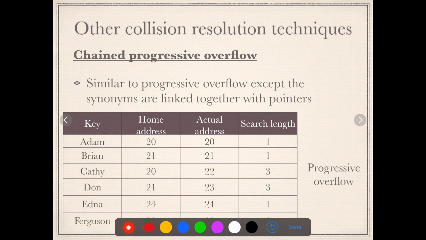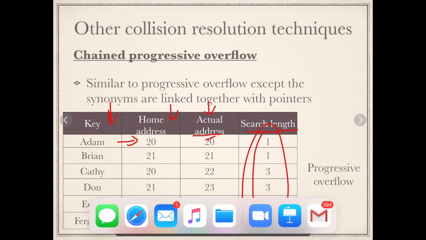Now we will look at a problem in progressive overflow. As you know, in progressive overflow, if there is a collision, we will look for next addresses until a free space is found. These are the home addresses generated for these particular keys. We have resolved the collision by using progressive overflow, so these will be the actual addresses where the data is stored. And this is the search length, as we know how it was calculated in the previous example. The search length is calculated the same way in this case.